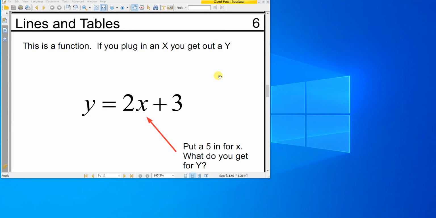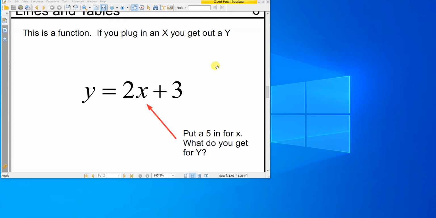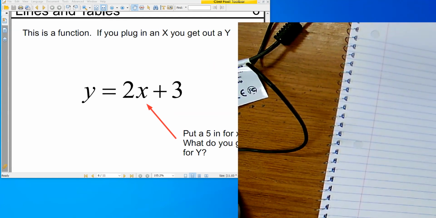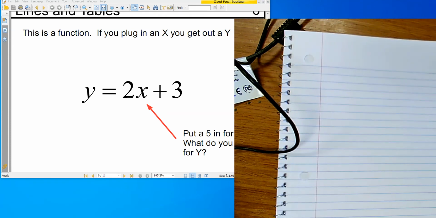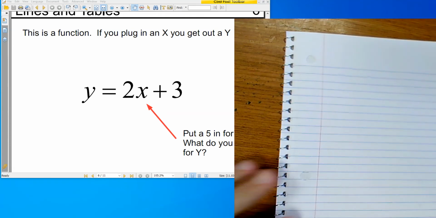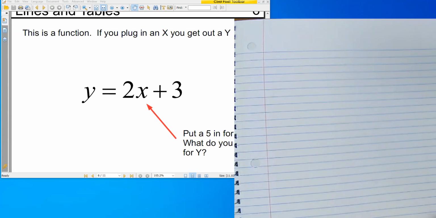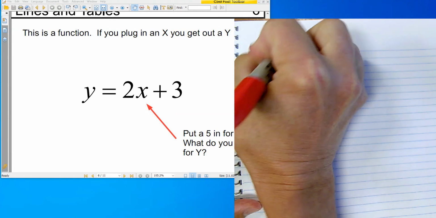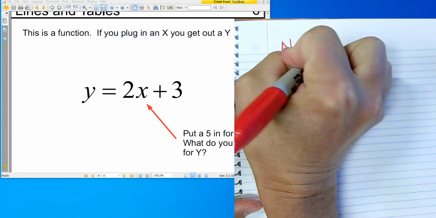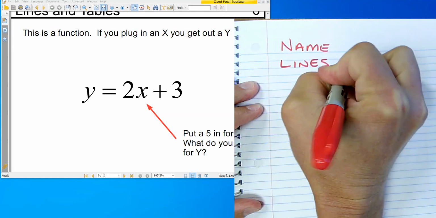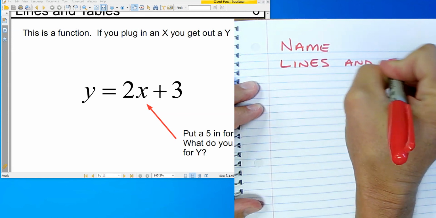All right, so this is a function, and if you plug in x, you can get out a y. So let's start with our notes here. Our notes are going to start off with the title, which is lines and tables. So start with your name, and the title is lines and tables.